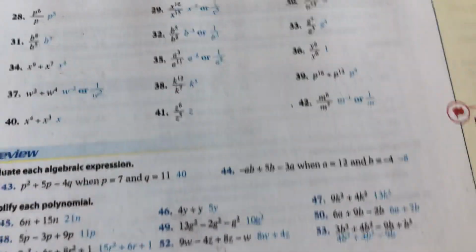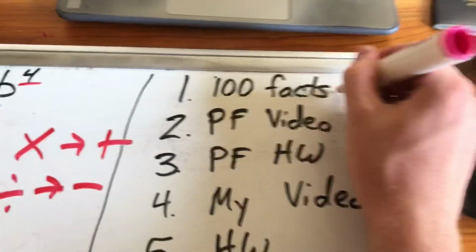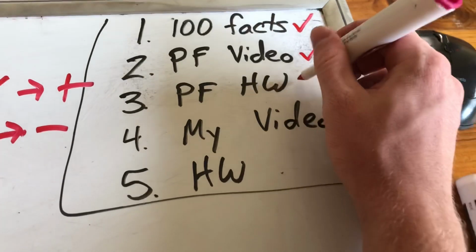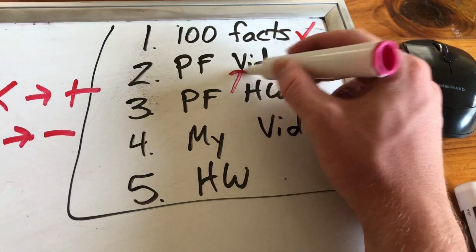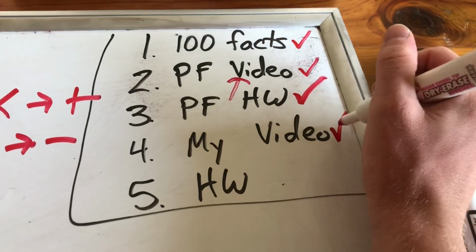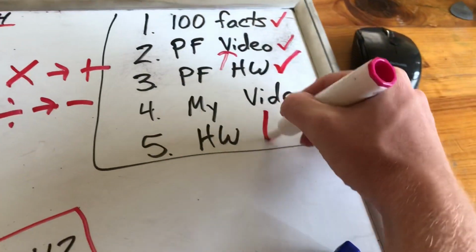All right, so let's come up here. You should have done your 100 facts already. You should have watched my prime factoring video. It was short, and the homework was in the prime factoring video for that. So you should have had all those things done. Now you have watched my video, and the homework is right here today.